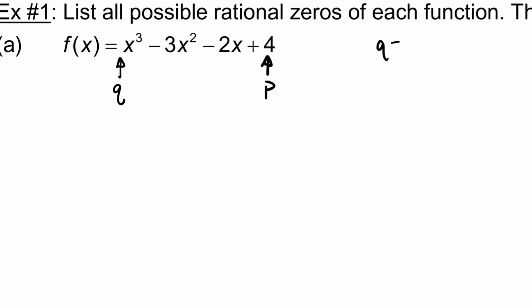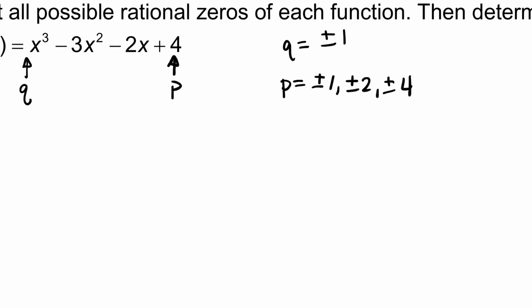So Q, we'll write as plus or minus 1, because we have to list out all of the factors of 1, right? So Q is 1, but what are all the factors of 1? 1 and negative 1. P is 4, so we have to list out all the factors of 4. All the numbers that multiply to 4. Positive minus 1, positive minus 2, positive minus 4. All right, so we're listing out all the factors. 1 and 4, negative 1, negative 4.